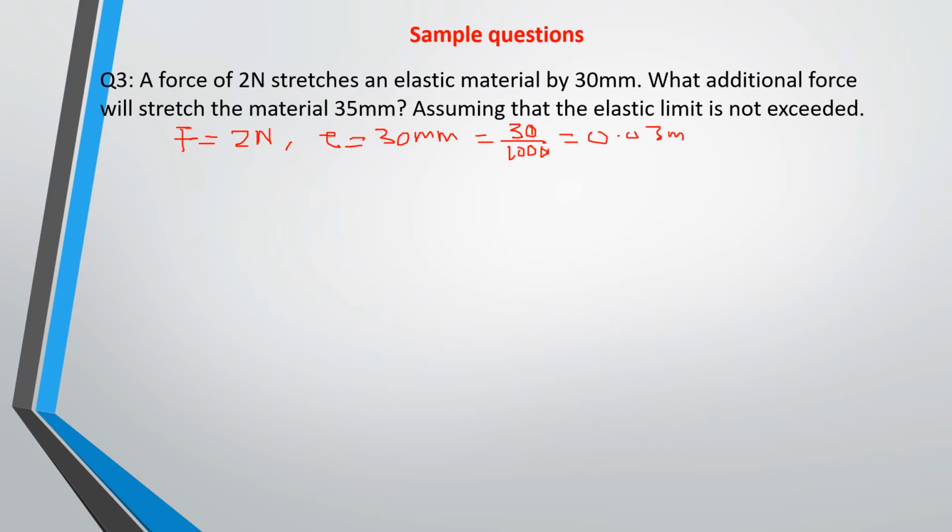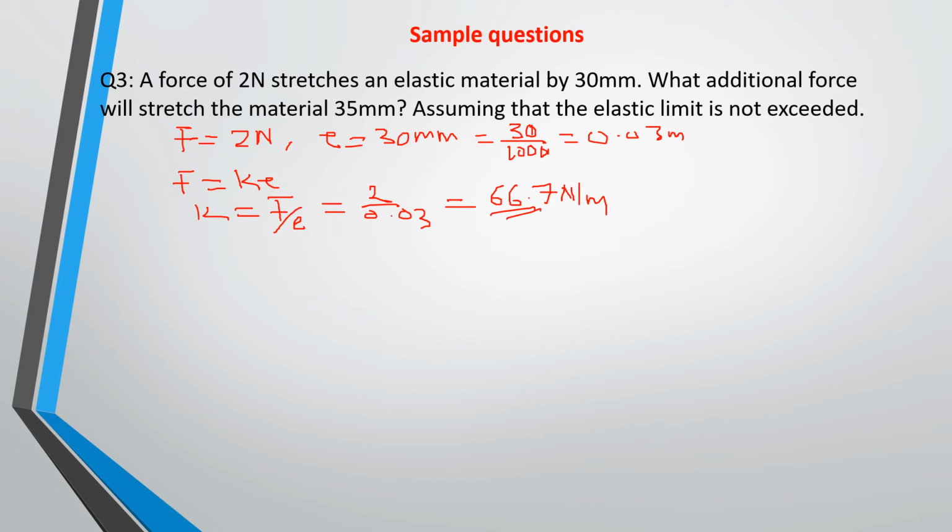Then from Hooke's law, force is equal to Ke. As I said, you must find K, the force constant of the material. So K is equal to force over extension. In this case, it's 2 over 0.03. If you work this out, you will have that the force constant is equal to 66.7 newtons per meter. So this is your force constant.